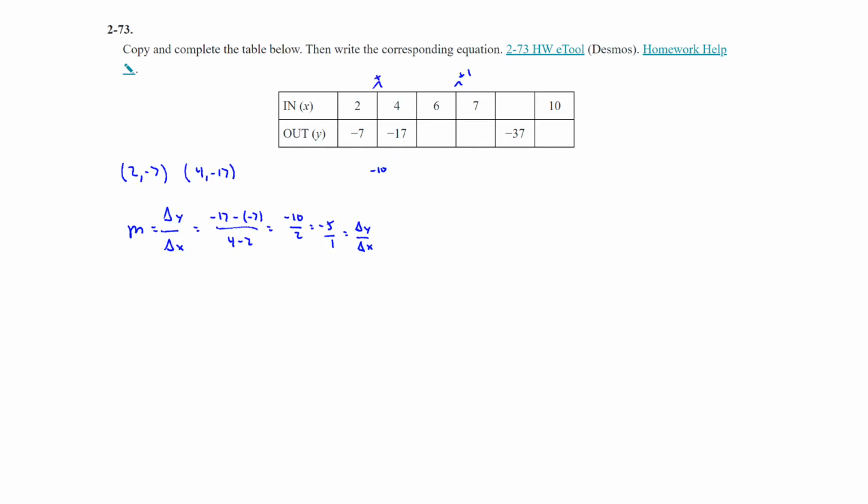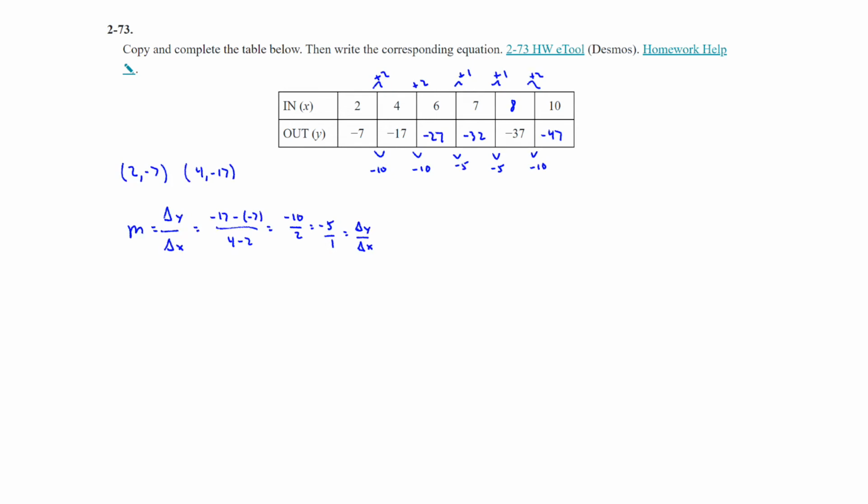So if this is going up by 2 and this is going up by 2 and this went down by 10, then this would also go down by 10 because for every 1 it goes down by 5. So that means this would be negative 27. That goes up by 1, so you're only going to go down by 5 on this one. And then it looks like it goes down by 5 again, so that means your x has to go up by 1. And now we're going x up by 2, so your y is going to go down by 10.